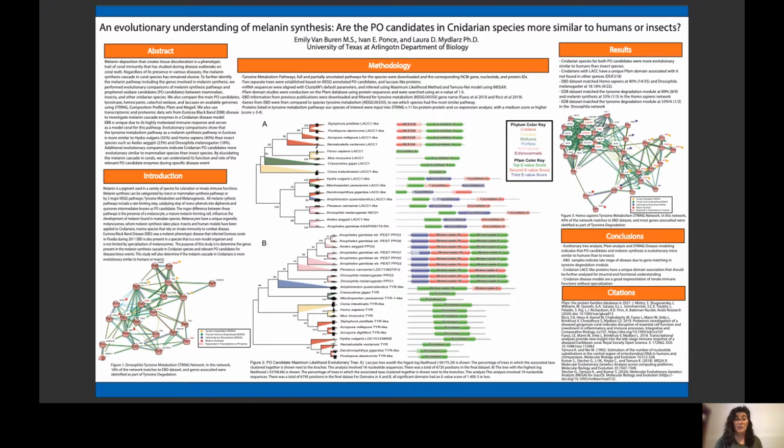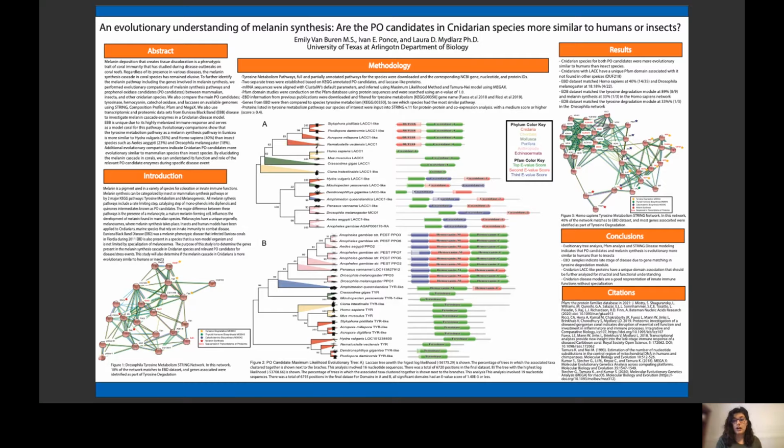Eunicea Black Band disease is an example of one disease outbreak that had an unknown environmental or pathogen origin in 2011 in Eunicea corals in Florida. PO candidates have since been identified in the transcriptome and proteome of Eunicea corals inflicted with Eunicea Black Band disease. The purpose of this study is to determine what genes are present in the melanin synthesis cascade in Cnidarian species and what relevant PO candidates are present during disease and stress events.